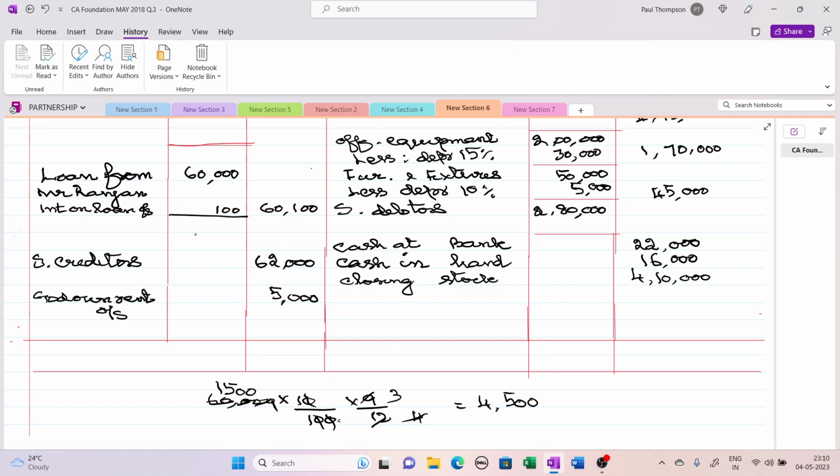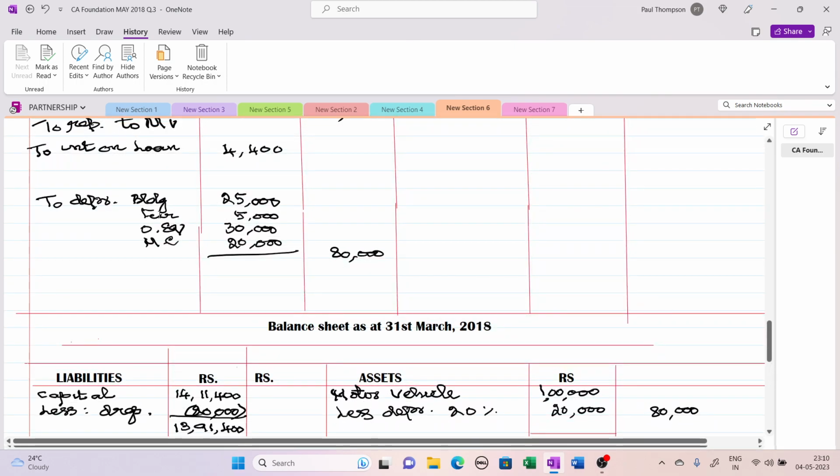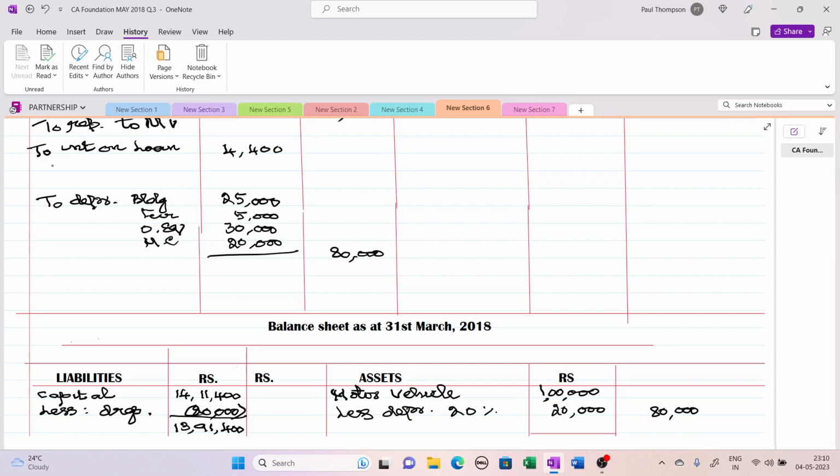So one entry is over, the other entry we have to make in our PL account. So here interest outstanding 100. So this will appear as 4,500. So we did the fourth also.